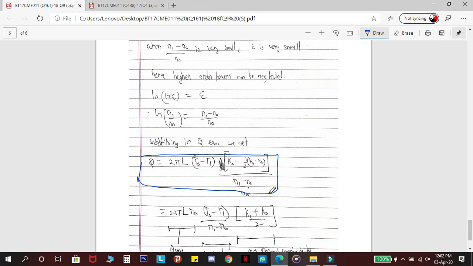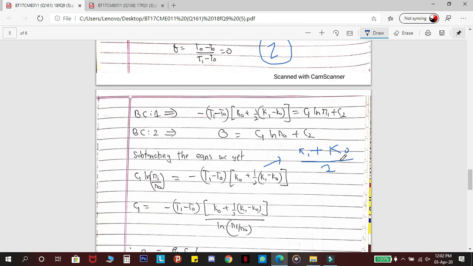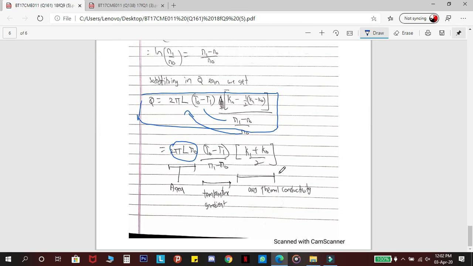You simplify this, you end up with 2 pi R0 L, which is the area at the outer radius, into T1 minus T0 by R1 minus R0, which is the temperature gradient, and this we already simplified as k1 plus k0 by 2, which is the average thermal conductivity. It's just an interesting thing to note. So it shows that as your Ri and R0 come closer and closer to each other, it seems to be tending towards the average conductivity of the shell.